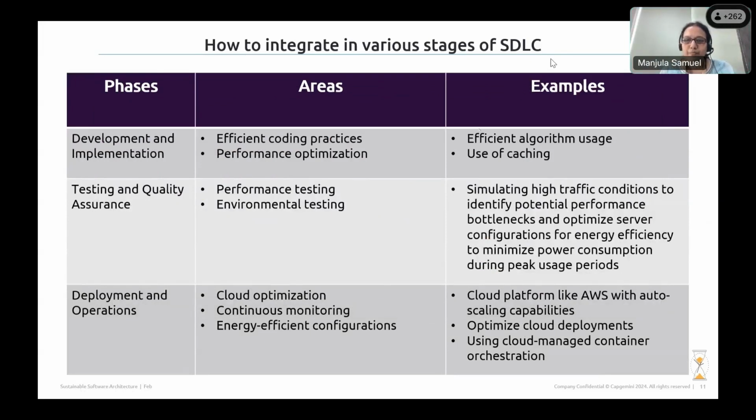So we could be writing better code, identifying a more efficient algorithm, or using caching. Coming to the testing and quality phase, you can do performance testing, optimize the resource usage, and ensure that the software meets energy efficiency and sustainability goals. Perform environmental testing to assess the software's impact on the system resources and how much energy they are consuming.